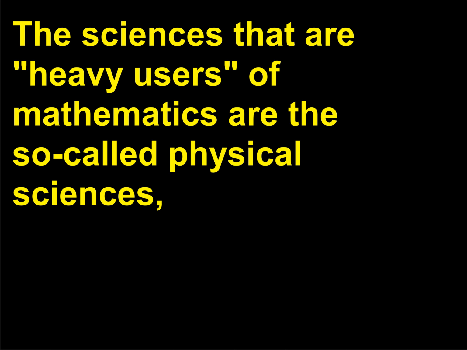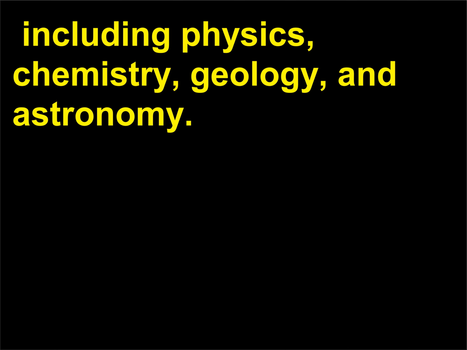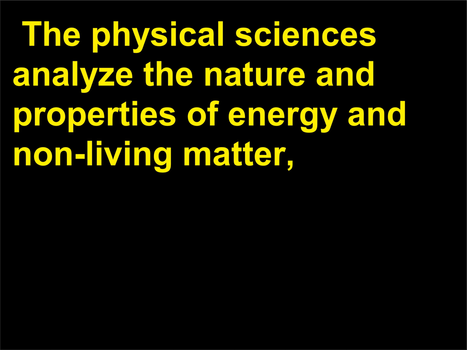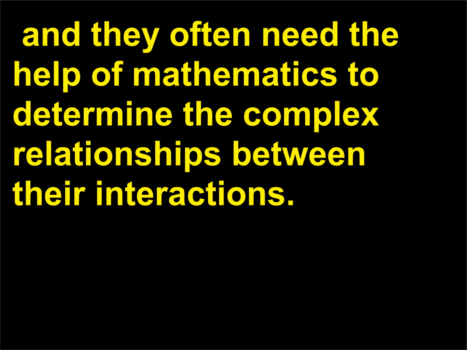The sciences that are heavy users of mathematics are the so-called physical sciences, including physics, chemistry, geology, and astronomy. These scientific fields are often contrasted with the natural or biological sciences. The physical sciences analyze the nature and properties of energy and non-living matter, and they often need the help of mathematics to determine the complex relationships between their interactions.